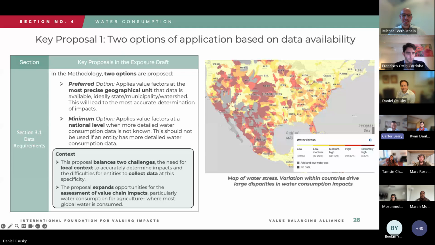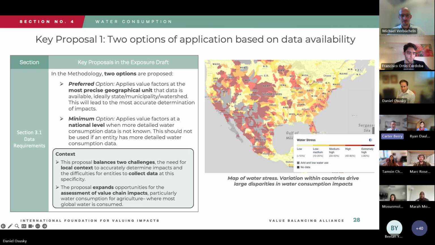Yeah, thank you, Michael. And thanks everyone for sticking around to the end here. I'm going to walk you through, similar to the other ones, a few key proposals that we're soliciting feedback on through the methodology that go into more detail about some of the things that Michael just highlighted. So the first is that the methodology provides two options for how to use it based on data availability that one has from an entity.